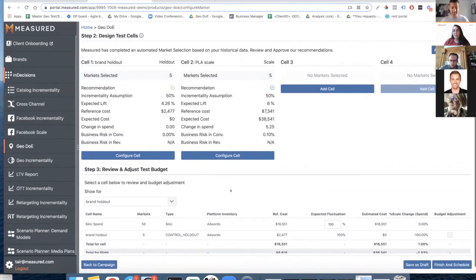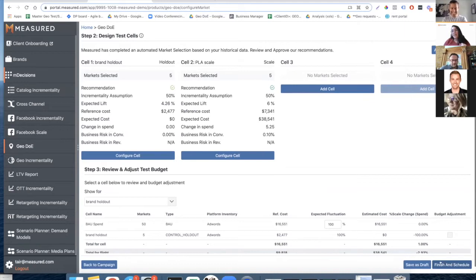But if someone can stop the clock, this is how long it takes to design a geotest for us. The only thing left for me to do is click finish and schedule, which I will not do because it's a live account. 7 minutes. 7 minutes time. Okay, I'm getting better. It used to take 10 minutes.